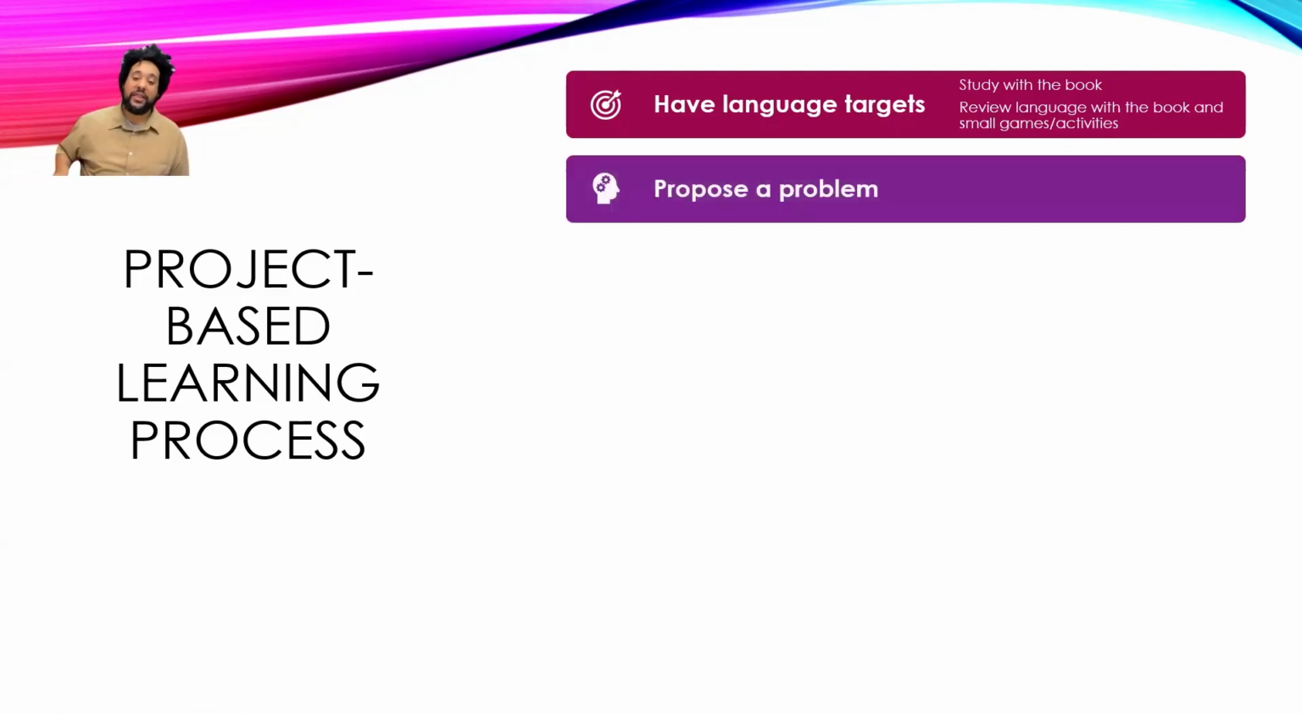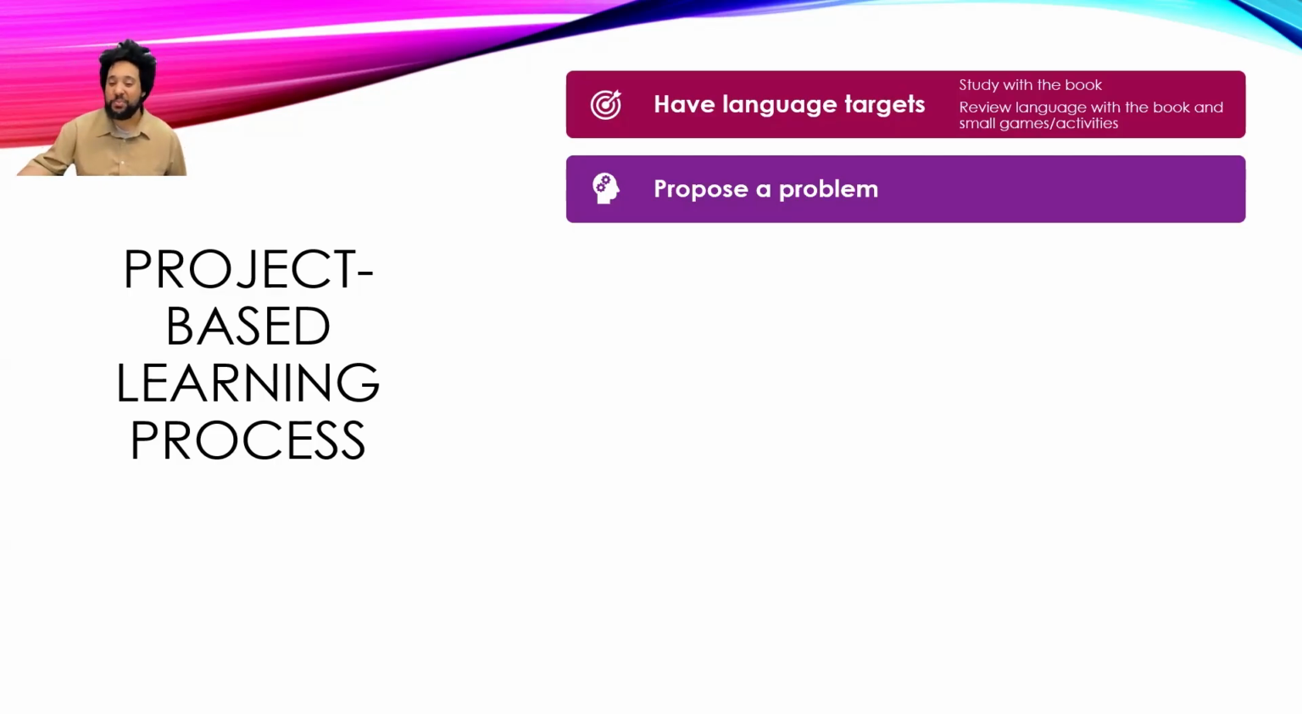It requires the students to use the student book and to study with it, to review the language regularly, and that means use small games and activities, partnered activities, things like that, before you can even begin the project. So you have to have those language targets established, and the project book really does kind of formalize that. Then for problem-based and project-based learning, you propose a problem. So in this case, if I'm doing this make a movie thing, the problem is pretty simple. It's you need to make a movie. What movie will you make? Who is going to be responsible for what aspects of that?